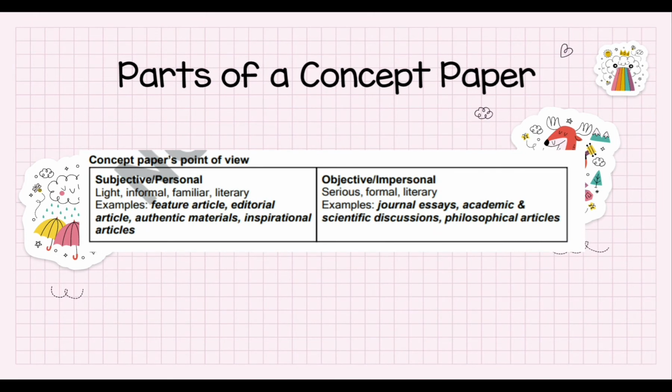It may also be written in different points of view. If you are writing a feature article, editorial article, or other authentic materials such as inspirational articles, it could be subjective or personal. But if you are writing journal essays, when we say journal, we're not pertaining to your diary. The journal being pertained to here are scholarly articles that are published by universities or some organizations and so on, academic and scientific discussions, and philosophical articles. So if you write those, you must use an objective or impersonal point of view in writing.